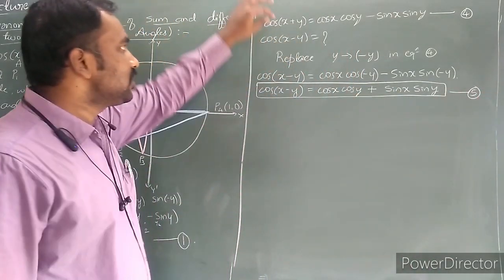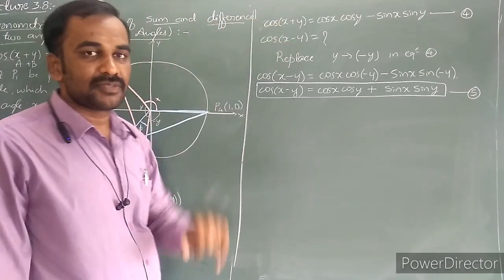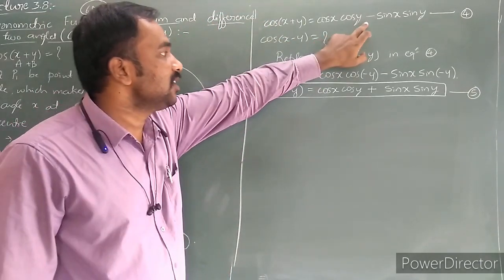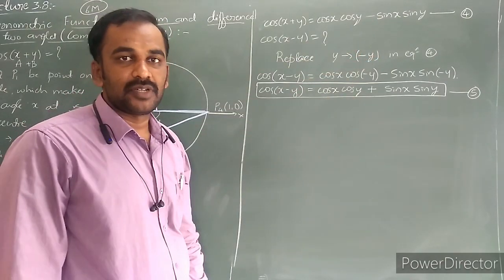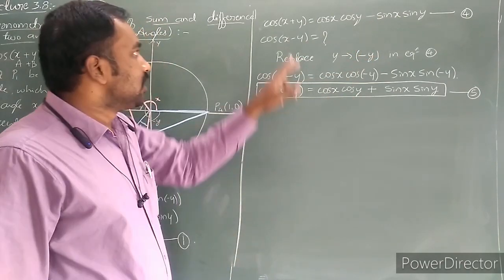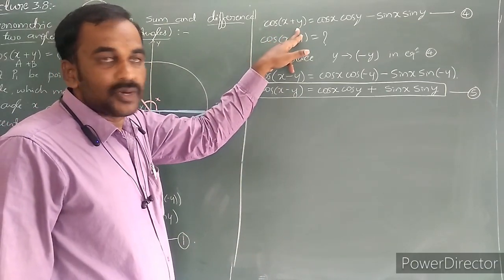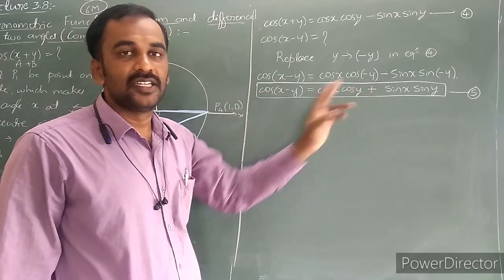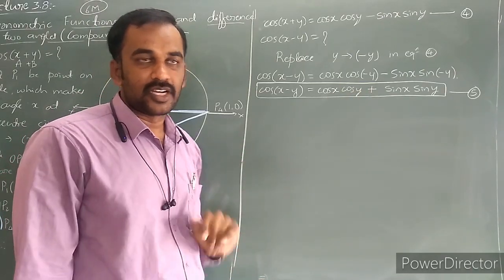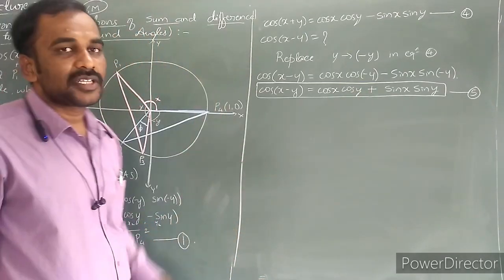What is the difference between the cos of x plus y and cos of x minus y? The only thing is the sign in between, the middle sign. Here minus is there, here plus is there. Very simple to remember. Whenever cos of x plus y is there, write the minus sign; here where minus is there, write the plus sign. That's all. Okay, now the cos ratio is over.